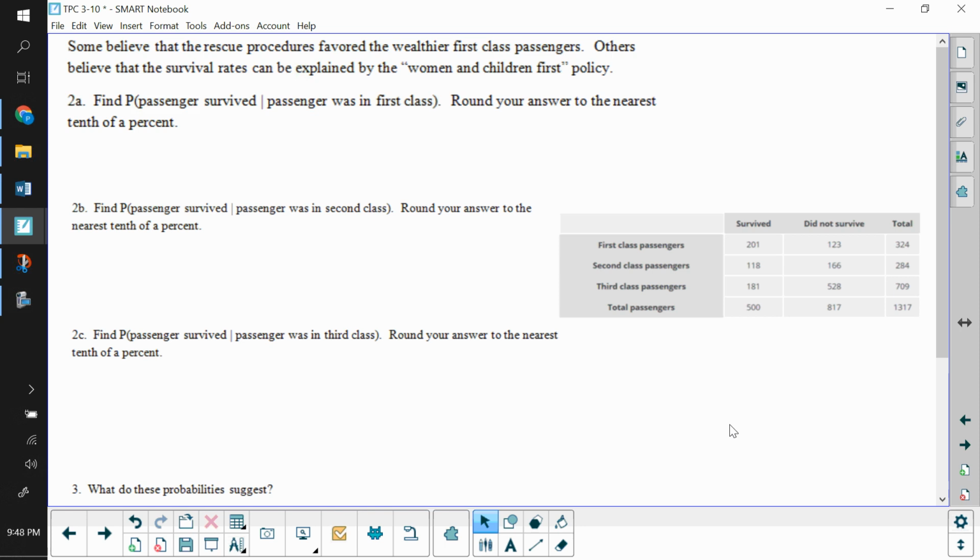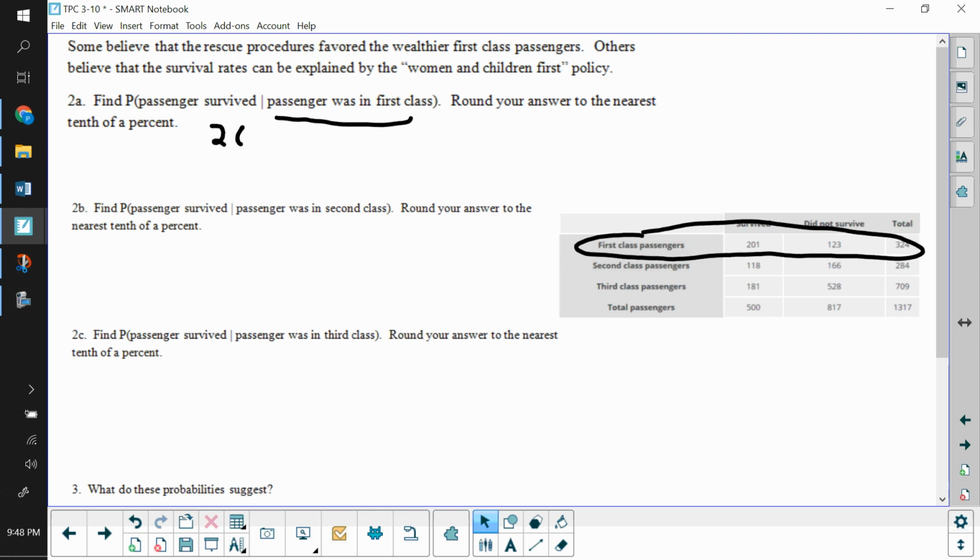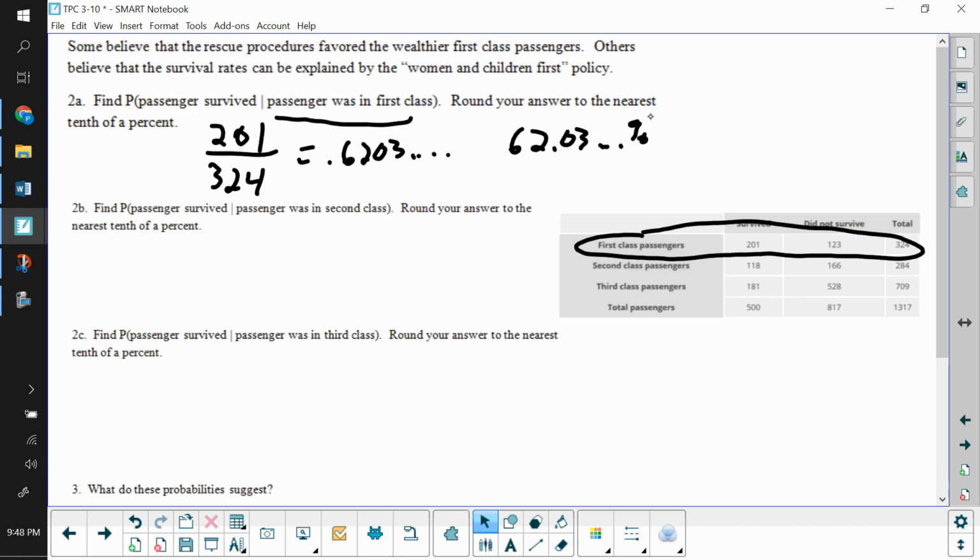So a recap of how to do this, because it's been a couple days. So given, we want to find the probability of passengers survive given they were in first class. So we're going to focus only on the first class row because that's what was given. So now only out of that row, we want the probability the passenger survived, which would have been 201 out of the 324. We would divide that in our calculator. We would get 0.6203 and other stuff. When we move that over 2, we'd get 62.03 and some other stuff percent. So that would be 62.0%.